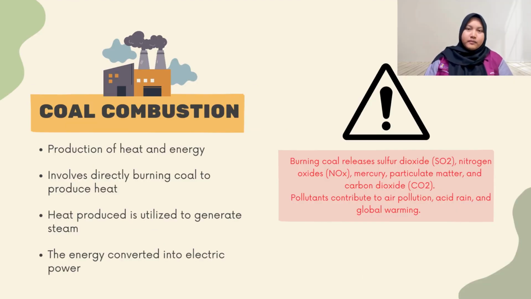The process of combusting coal for the production of heat and energy is known as coal combustion. Coal combustion involves directly burning coal to produce heat, which is then converted into energy such as electricity or heat for industrial processes. The heat produced by coal combustion is utilized to generate steam, which operates a turbine attached to a generator. Because of this, it transforms the energy stored in the coal into electrical power. It has become an essential part of the worldwide energy mix.